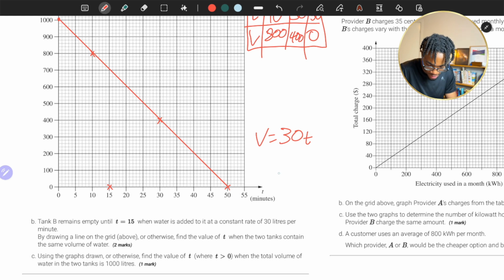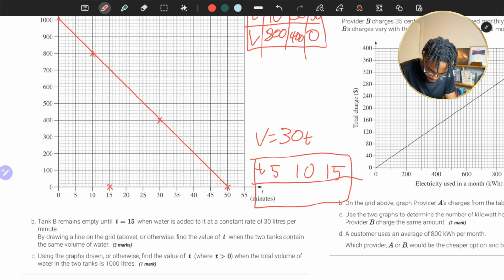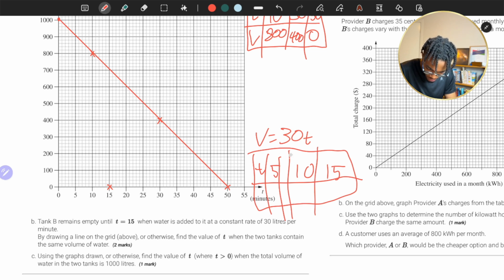So we're just going to draw a table of values real quick. So 5, 10, 15, right, and then V here, and then just sub everything in. So 30 times 5, 150, 30 times 10, 300, and then 450.